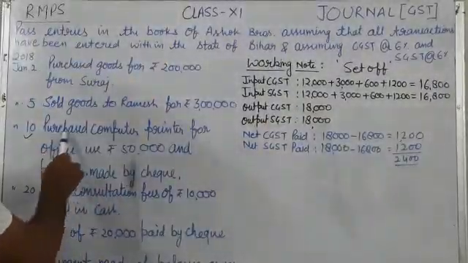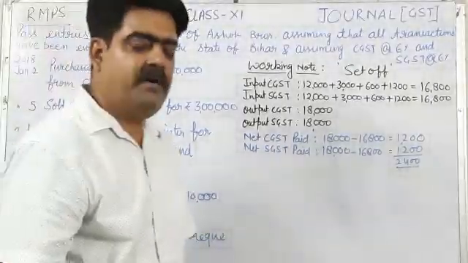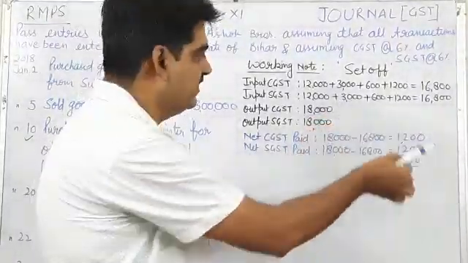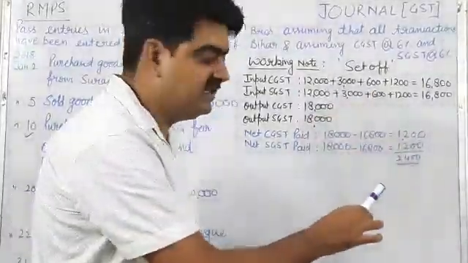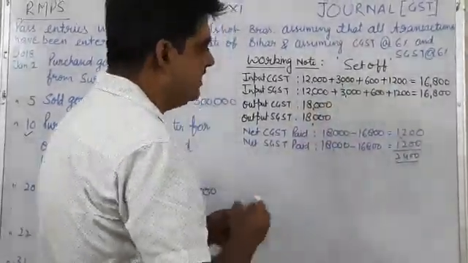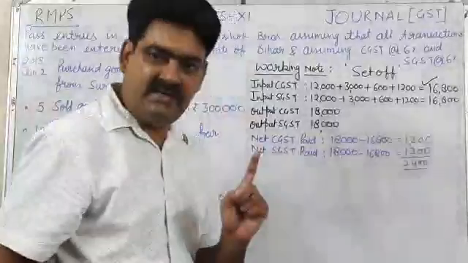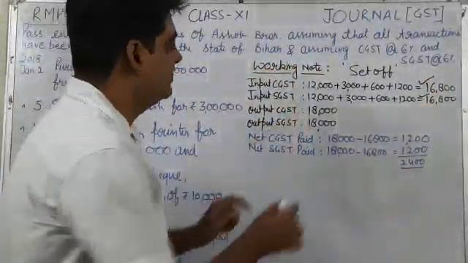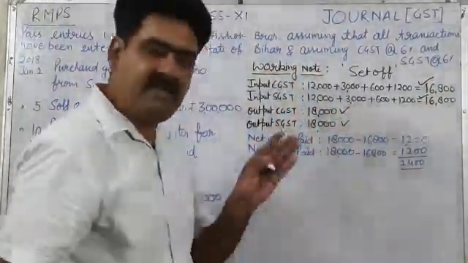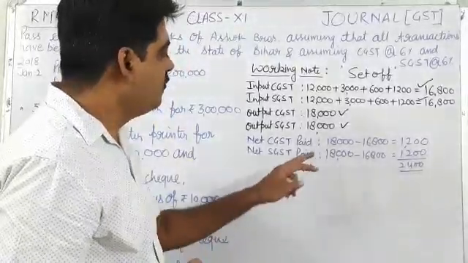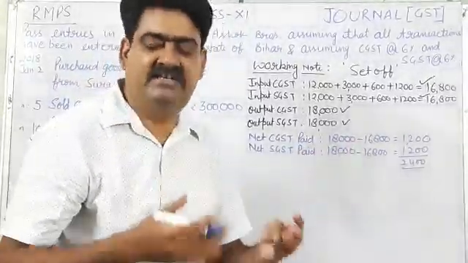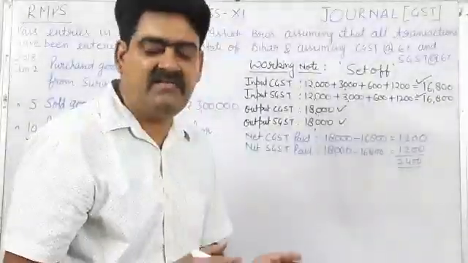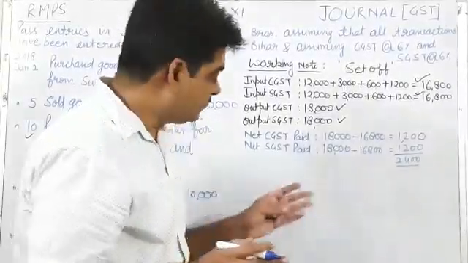And the third transaction was purchase of computer printer for office use. In this particular transaction, we have paid 3,000 input CGST and 3,000 input SGST. And in the next transaction, we have paid 600 CGST and 600 SGST. Like this, total input CGST paid by us was 16,800 and 16,800 SGST. And total CGST and SGST collected by us is 18,000 and 18,000. So out of 18,000, 16,800 will be adjusted by us, and the balance 1,200 rupees CGST and 1,200 rupees SGST will be deposited to the government. Now see what journal entry will come.